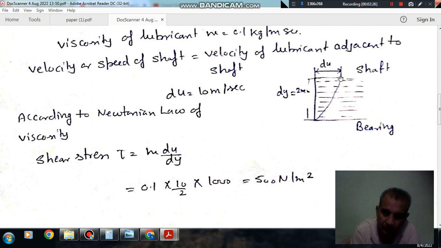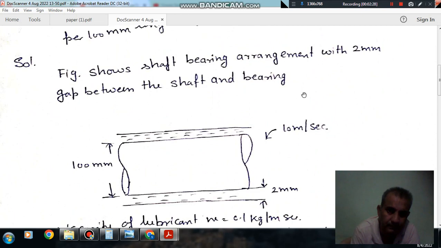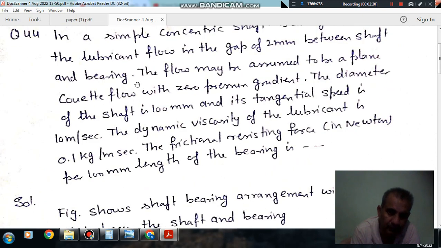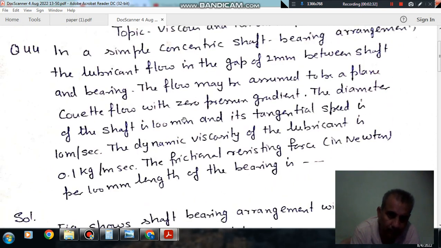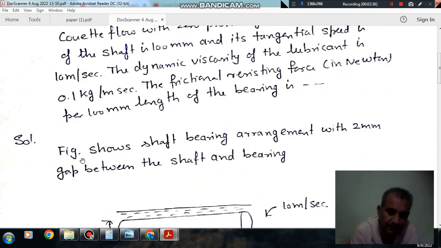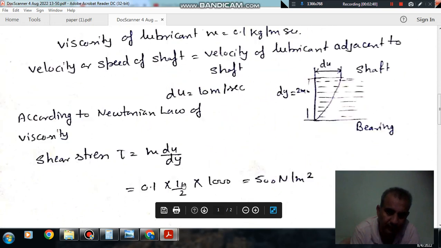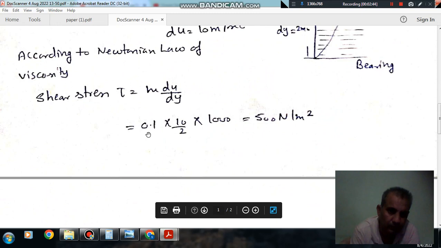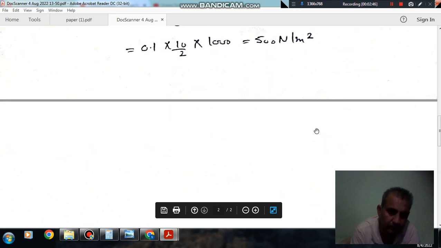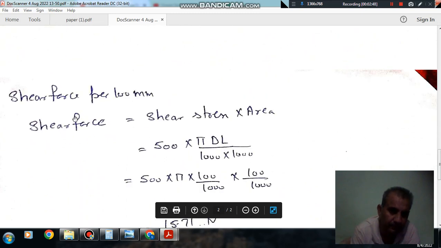Here the velocity of the shaft is 10 meter per second. The tangential speed is 10 meter per second. So du is 10 meter per second, and dy is 2 mm or 2 by 1000 meter, so the shear stress is 500 Newton per meter square.